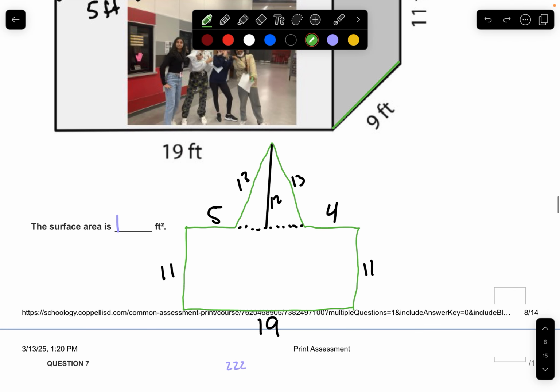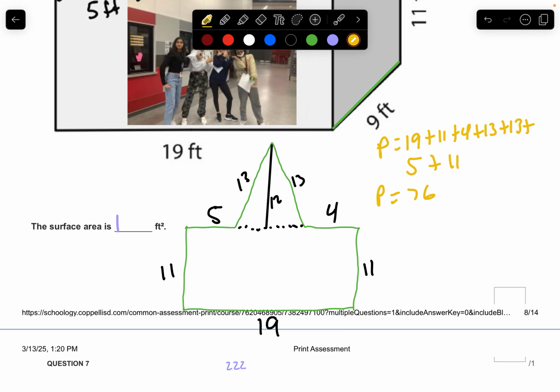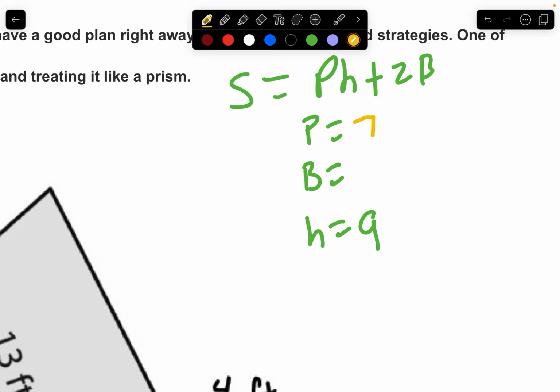So I need P, the perimeter. Well, the perimeter is the distance around the shape. I'm going to add all those numbers. The perimeter is going to be, start at the bottom, 19 plus 11 plus 4 plus 13 plus 13 plus 5 plus 11. So I'm going to type all that in. We have 19 plus 11 plus 4 plus 13 plus 13 plus 5 plus 11. And I get 76. So my perimeter is 76.